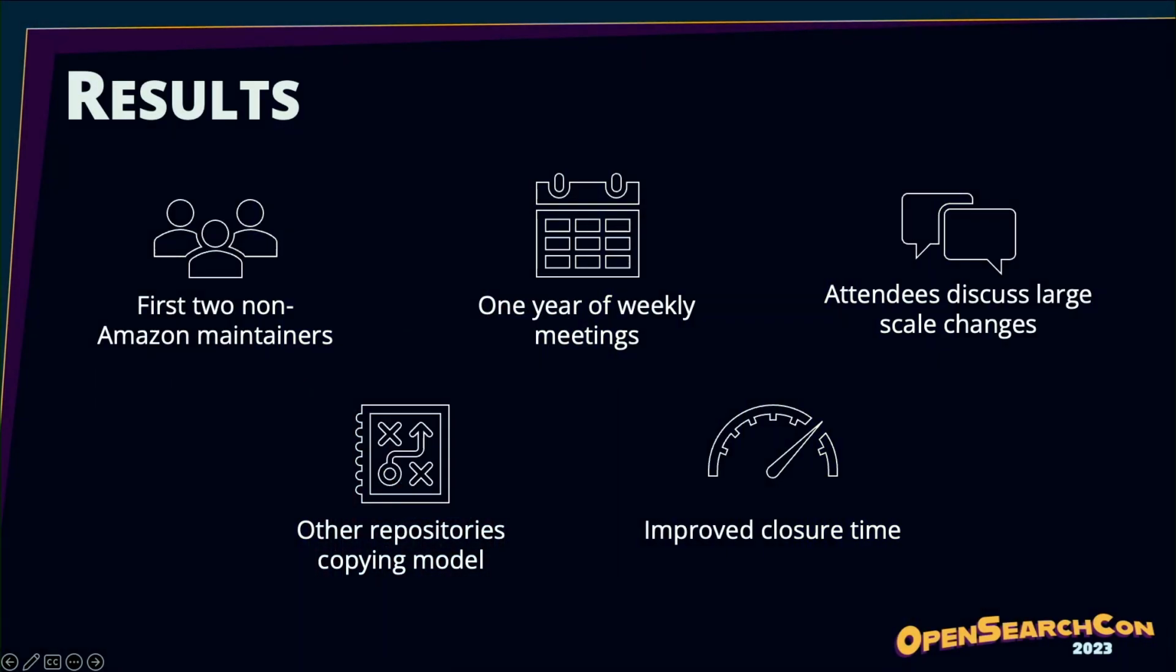A fourth result is that other projects and other repositories have begun to copy our method. Specifically, the search and search relevancy repositories, as well as the machine learning commons, have spoken with me and other maintainers of the security plugin and implemented their own versions of these open triaging meetings. This shows the effect that these are having on the project as a whole and shows that hopefully one day, all of the repositories will participate in a similar open triaging meeting.